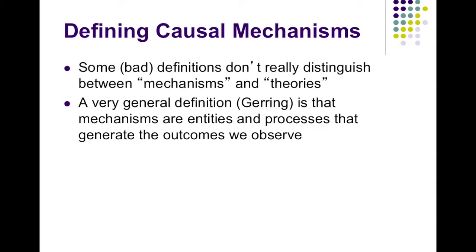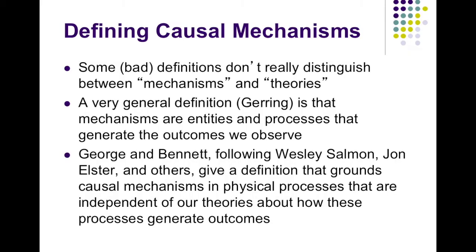A very general definition that John Gerring offers would be that mechanisms are the things in the world that generate the outcomes that we observe. And there's nothing necessarily wrong about that, but I don't think it carries us very far in understanding the role of mechanisms in explanation. So in my own book with Alex George, following some writings of the philosopher of science Wesley Salmon, we defined mechanisms as physical processes that transfer energy, information, or matter from one entity to another entity in ways that change the capacities of the latter entity.